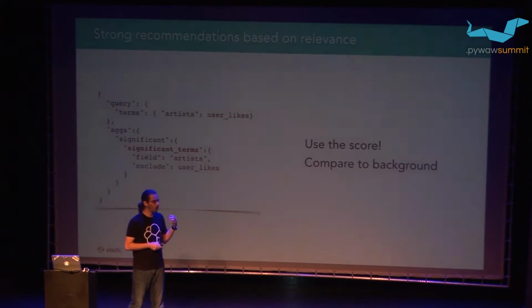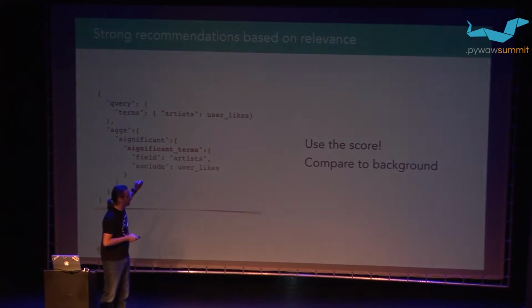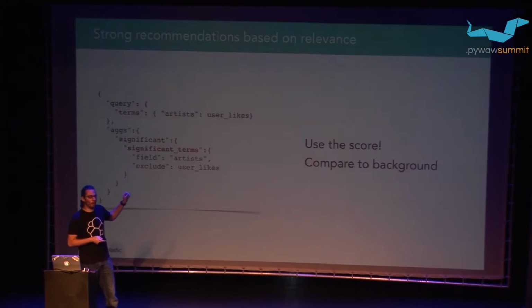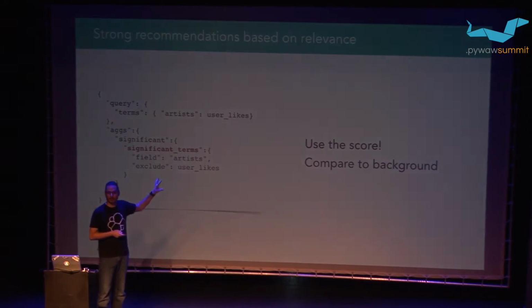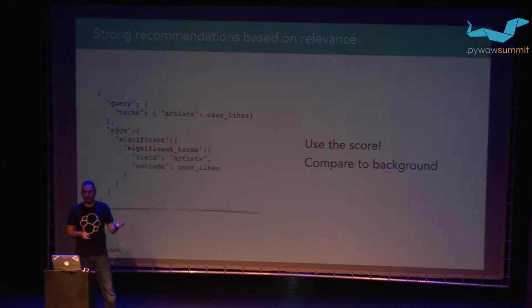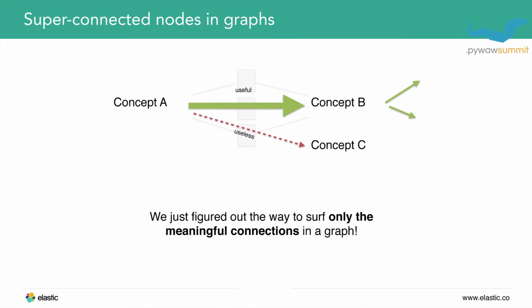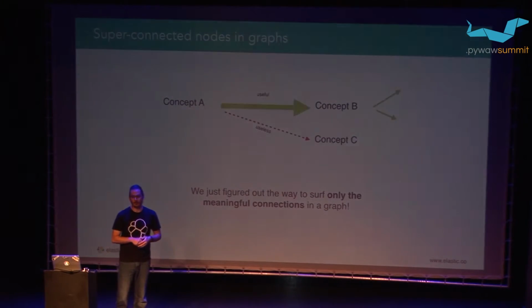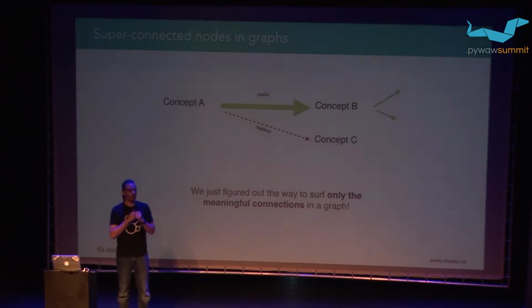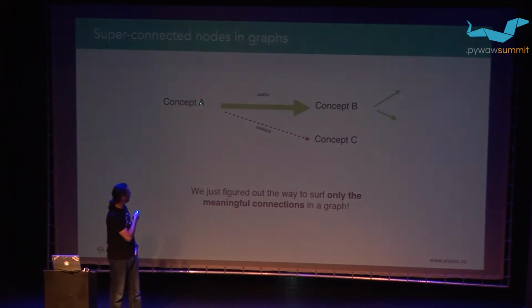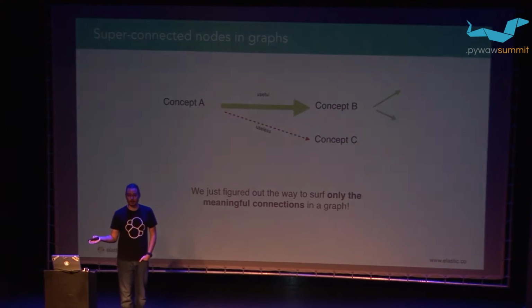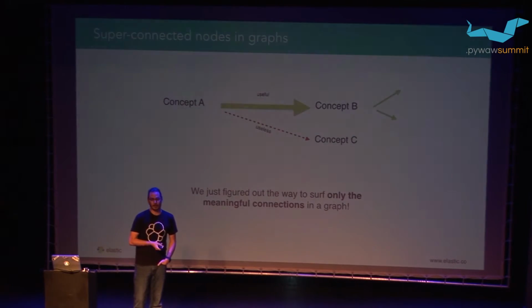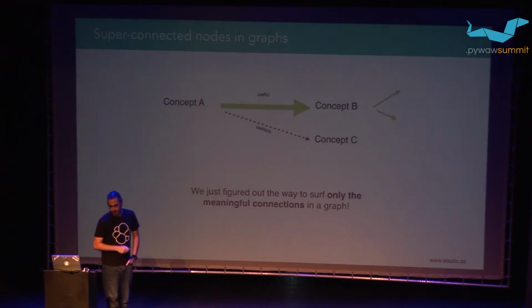So in this case, we only look at the abnormalities. For the users that like the same things I like, what is specific about them? What do they like more than what people generally like? This essentially allows us to identify the meaningful connections. We don't have to follow everything, but we can actually deduce which connections are meaningful and which are useless, either because they're very generic or because they're very exotic. And this we can do very easily.